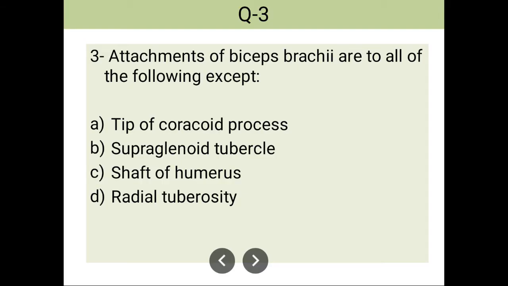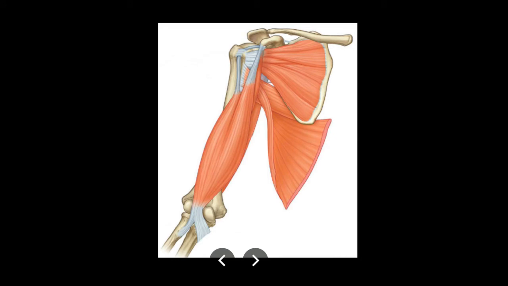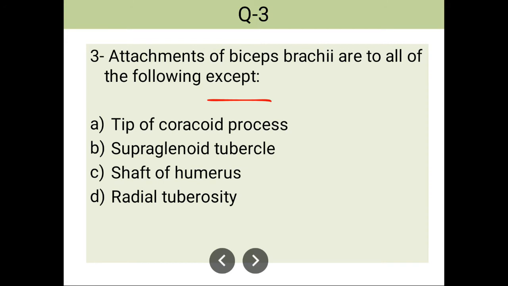Question number 3, attachment of the biceps brachii are all of the following except. So again here the except. Let's see the biceps muscle attachment: the coracoid process on one head, the supraglenoid tubercle on another head, and then downside it is attaching on the radius. So we got here coracoid, supraglenoid tubercle, and the radial tuberosity, but the shaft of the humerus it is not attaching. So the best answer is the C here.